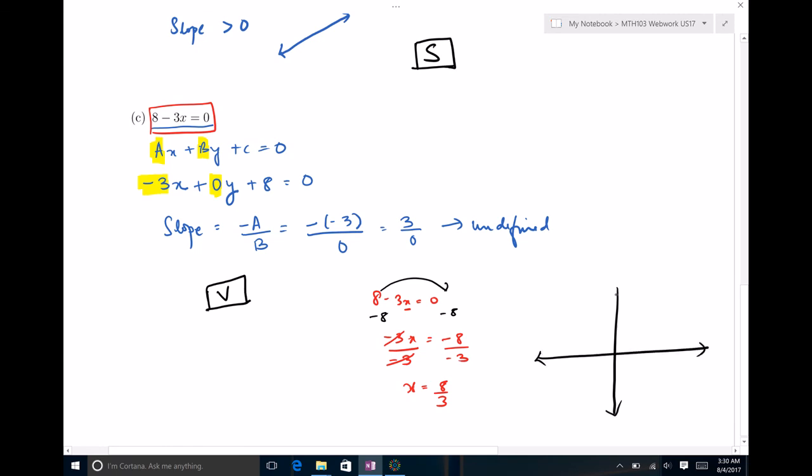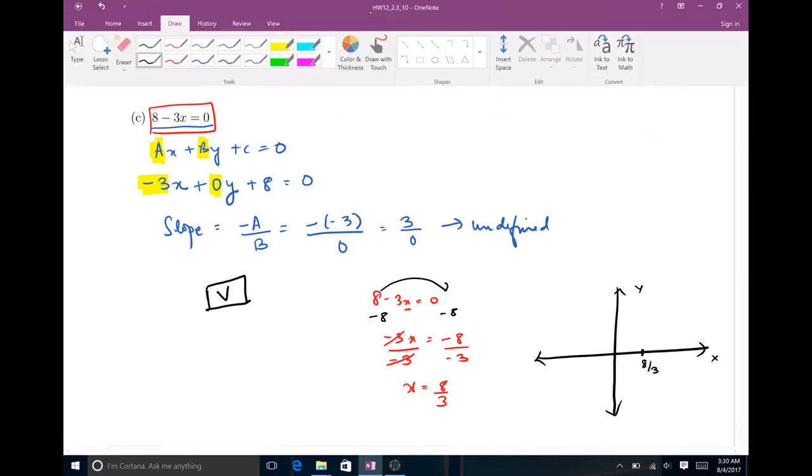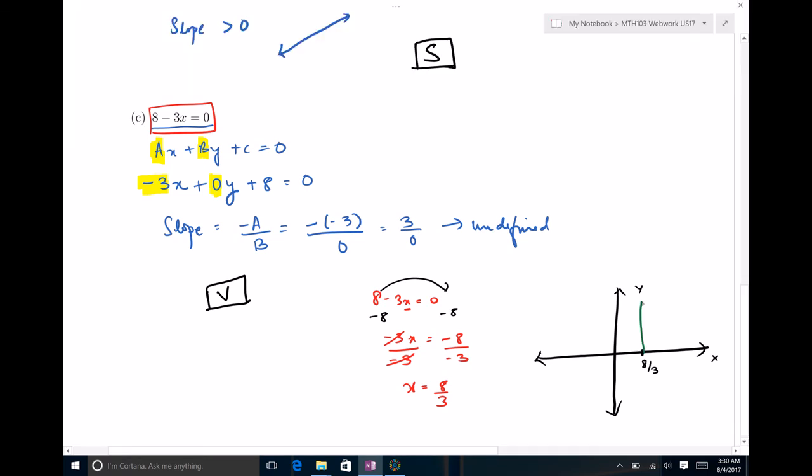Now, what does x equals positive 8 over 3 look like? If these are the x and the y axis, then x equals 8 over 3 is a point, let's say somewhere here, since it's a positive point. And the line x equals 8 over 3 looks like this. It's just a line that passes through x equals 8 over 3, and every point has x coordinate 8 over 3 on this entire line. And so this is the line x equals 8 over 3, and you can see that this line is vertical. So that's picture proof for this.